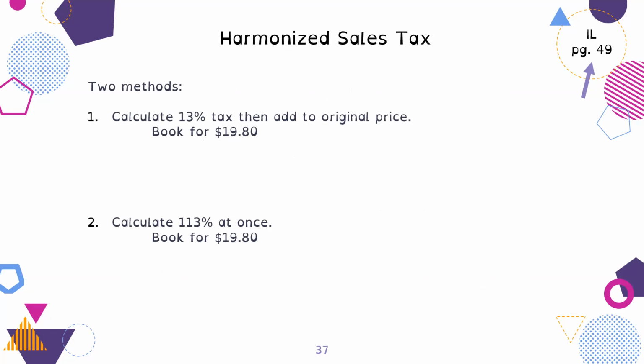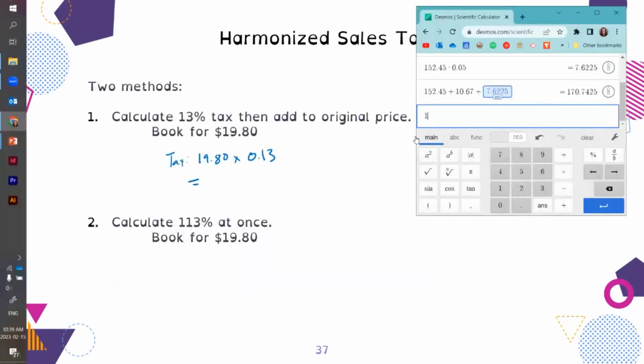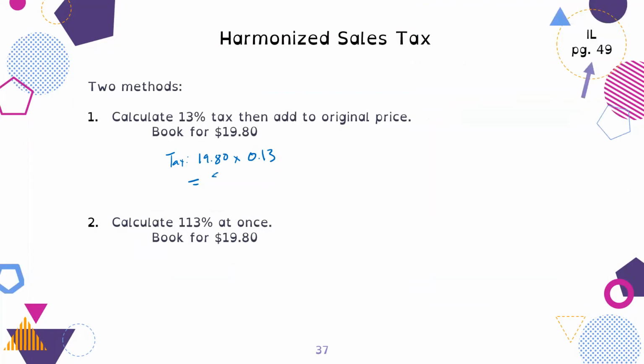Here we're buying in Ontario, because we're in Ontario. So our HST is 13%, and we're buying a book for $19.80. With the first method, we first calculate the tax. We do $19.80 times 0.13, which is 13%. We do that on our calculator, which gives $2.57.